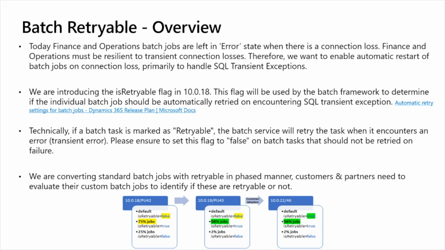Another example is journal posting with auto settlement of the payment. We mark the invoices for payment, and the transient connection failure happens. We roll back the posting, but at the same time, we also want to make sure that the invoices I marked for payment have been unmarked. So those are the 2% of jobs that we won't be able to convert to start using the retriable framework.